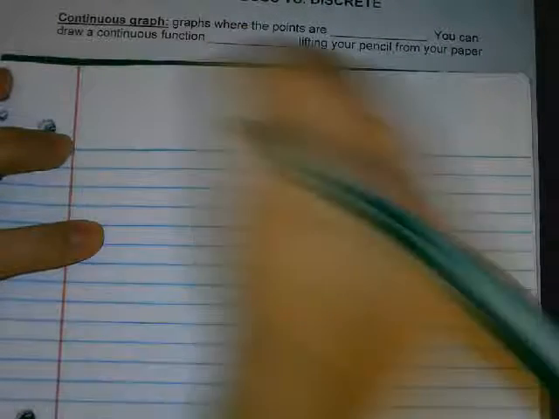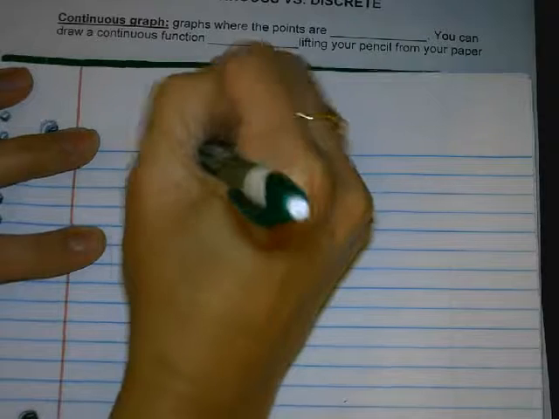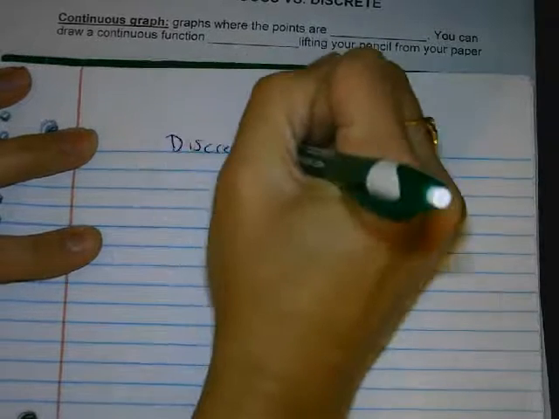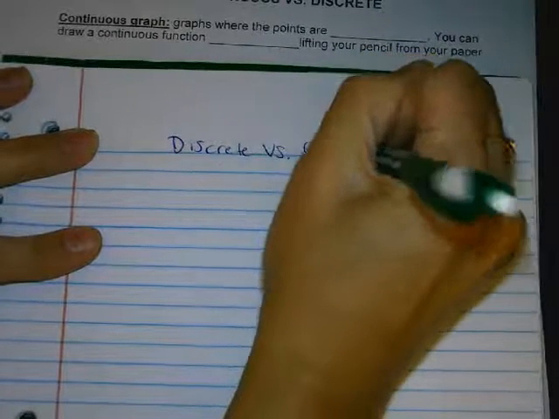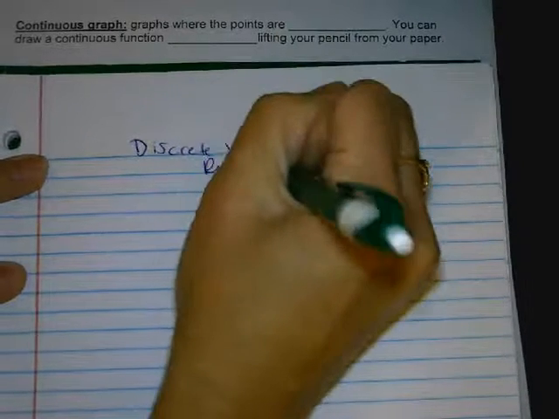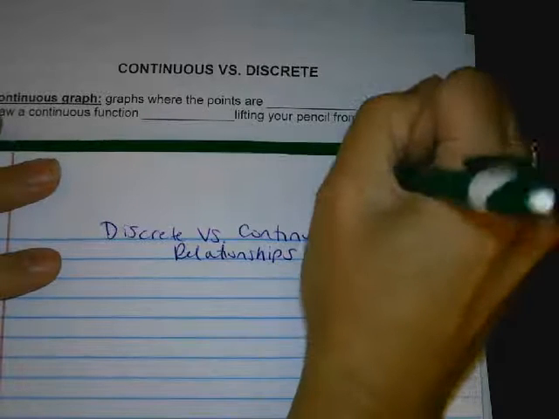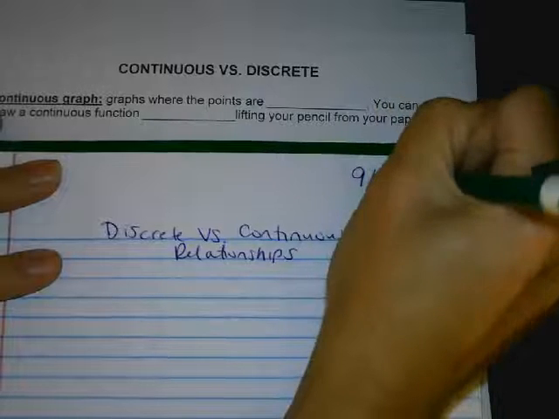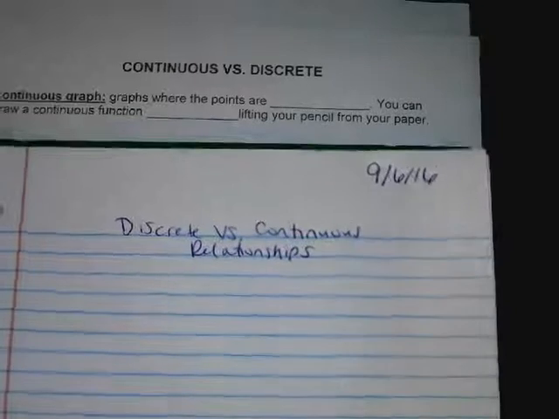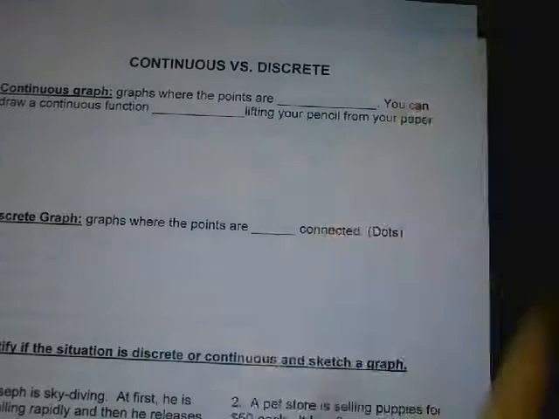Alright, I'm going to go on and turn my pages. Get to the next blank one. And what did I call it? Well, the notes say continuous versus discrete. That's okay. Discrete versus continuous relationships. And then the date for today, 9/6/16. Okay. And then I'm going to just put that to the side and go on and start with our notes. Okay. Here we go.